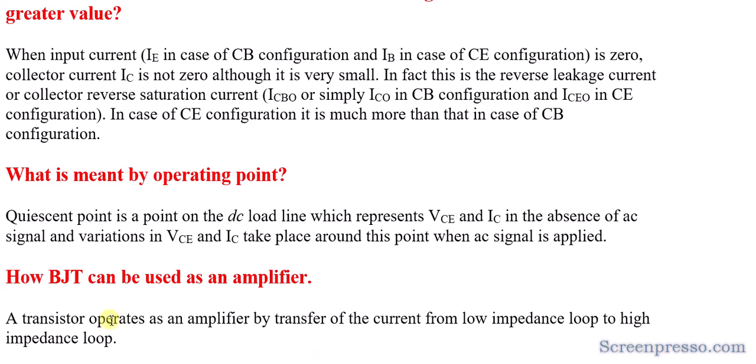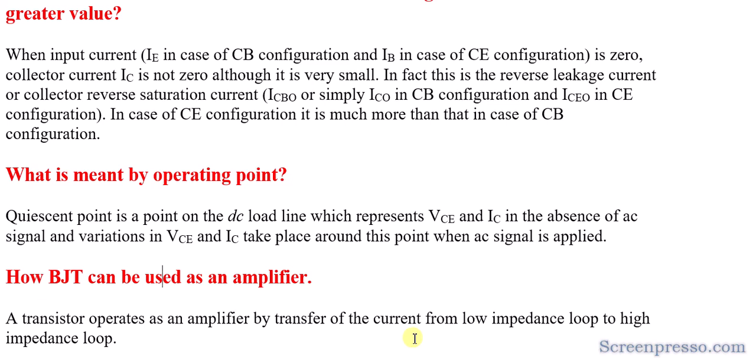One last question: how can a BJT be used as an amplifier? The main application of the bipolar junction transistor is that it can be used as an amplifier. Why and how can it be used? A transistor operates as an amplifier by transfer of the current from a low impedance loop to a high impedance loop. In this way, it can be used as an amplifier.